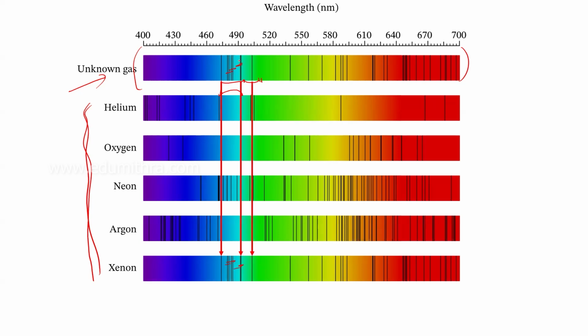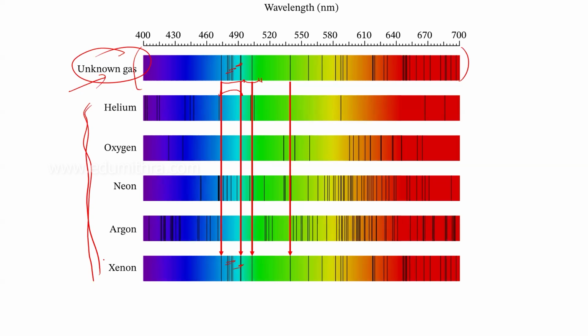Then I will take one more. Yes, again it is matching. So I can do it for the remaining as well, no problem. So I can identify this unknown gas is not anything else, it is xenon. Okay, so that is the method of finding an unknown element from the light.